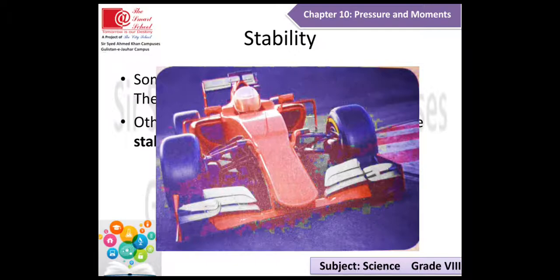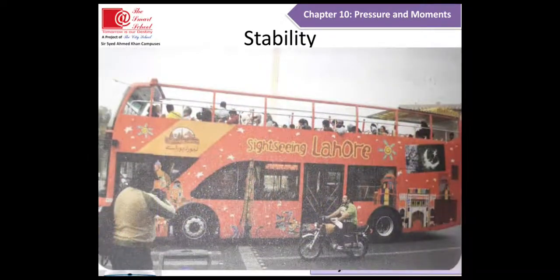This racing car is very stable because it has a low center of gravity. This bus is less stable because its center of gravity is higher.